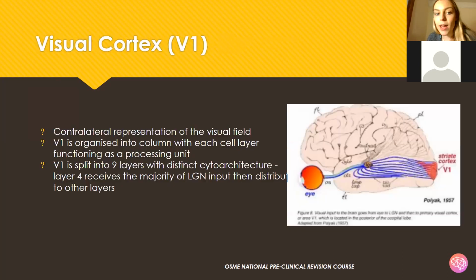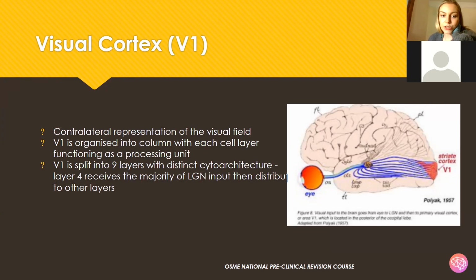Okay, let's move on from there. So now we've gone from the LGN, we move on to the visual cortex, V1, which is the main output from the LGN. And this runs via the optic radiation. As well, you also get output, like we said, from the LGN to the superior colliculus and pretectum. So there's a lot to think about with the visual cortex in terms of organization of information. I think the main thing to consider is there's contralateral representation of the visual field.